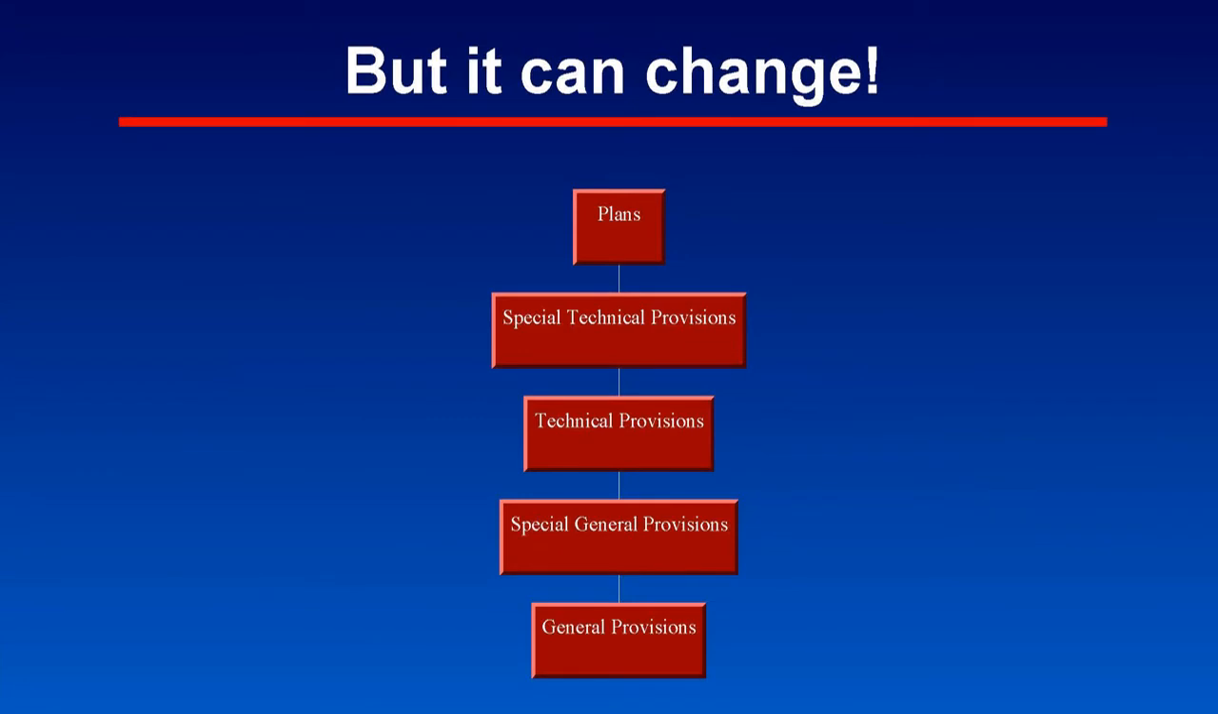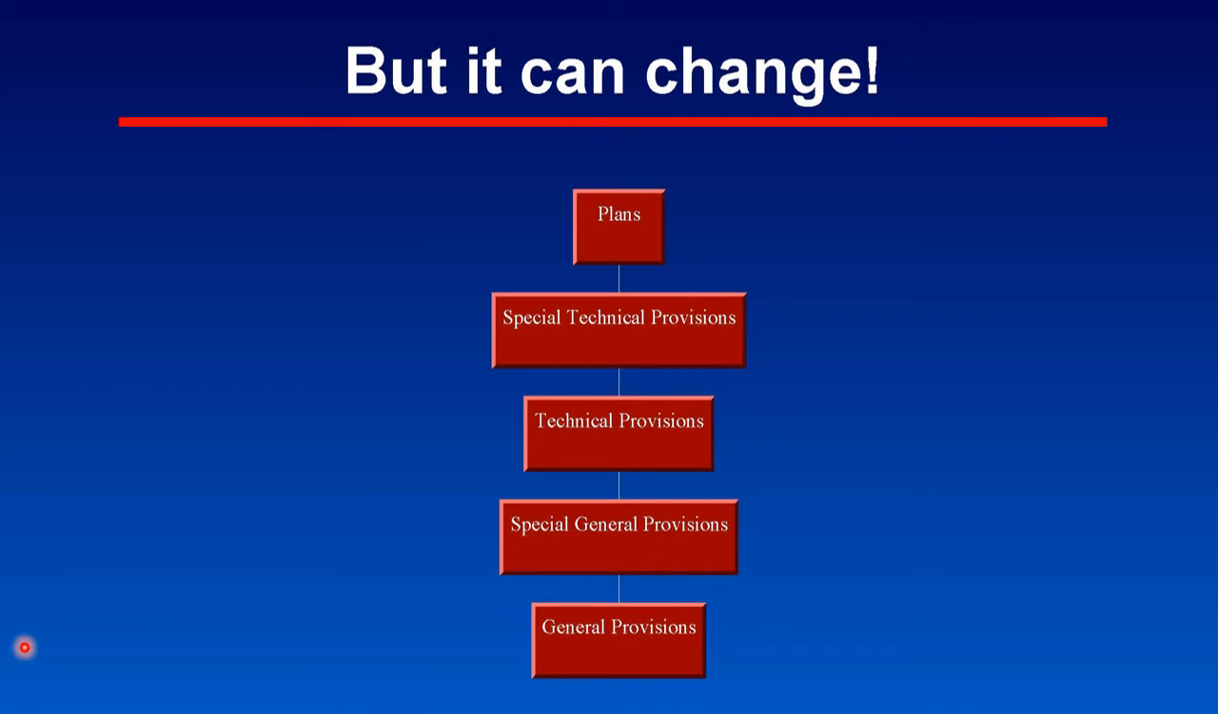So we changed it to where the lowest totem pole was general provisions and the biggest trump card was plans. Why? Because for any project, the plans will always be different. Special technical provisions are something unique over regular technical provisions, and special general provisions are something unique over general provisions. General provisions are what we call the boilerplate. They're pretty much always going to be the same, so each one will change.